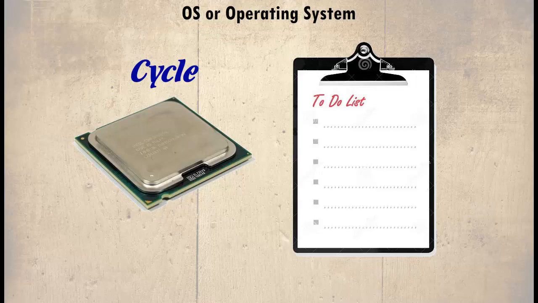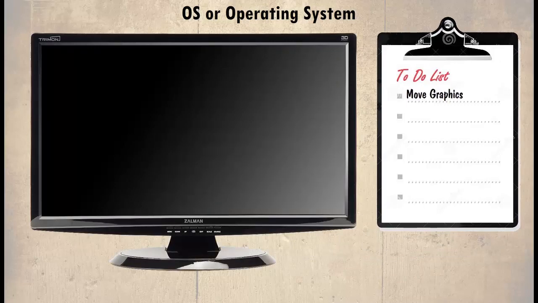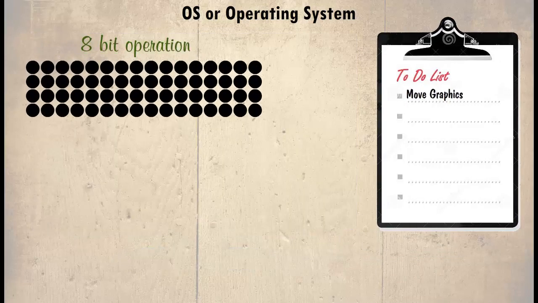We can add things to this to-do list, such as ask it to complete a mathematical calculation or manipulate some graphics on the screen. Let's say it is the latter, to move some 32 bits of information from one part of the screen using an 8-bit system. We know that the screen is built up of pixels, so we can represent this by a series of circles. The graphics we wish to move is represented by the blue circles, and the area we wish to move them to is represented by the black circles.